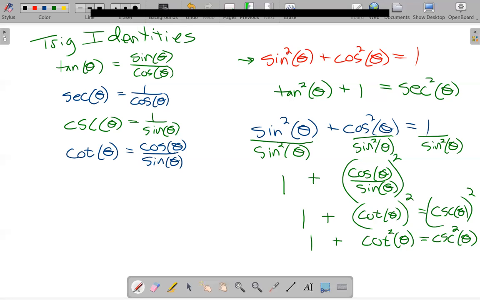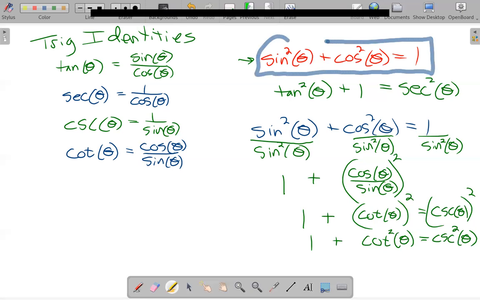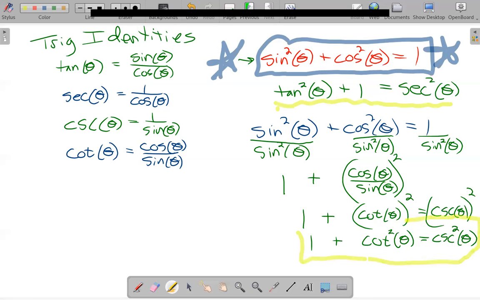So it turns out there are 3 Pythagorean trigonometric identities. This is the most important one. You definitely need to know that. Optional, right? So this is the superstar. And then optional things to know are this version of the Pythagorean theorem and this version of the Pythagorean theorem. But by far, this guy right here is the superstar.